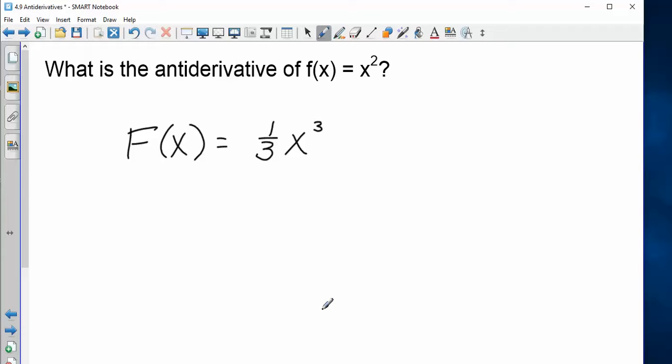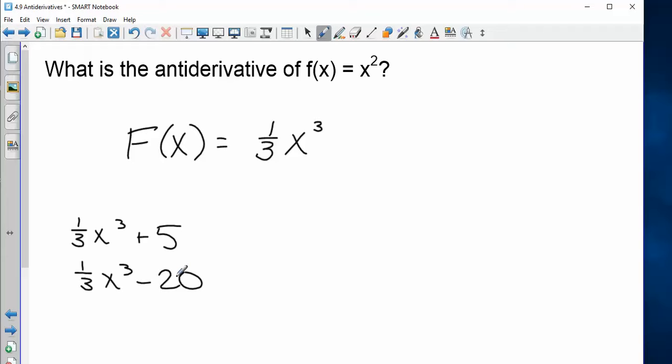Okay, what if I said 1/3 x cubed plus 5? What's its derivative? What if I said 1/3 x cubed minus 20? It's still x squared. So is there only one antiderivative? No. What is the difference? These are identical except for what? The constant. When you do a derivative, the derivative of a constant is 0.